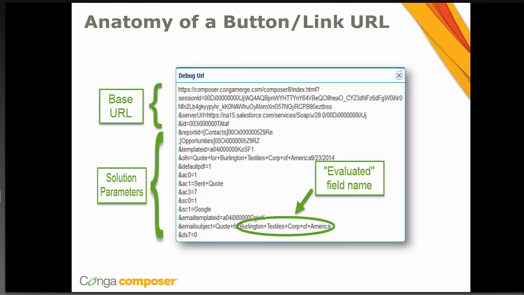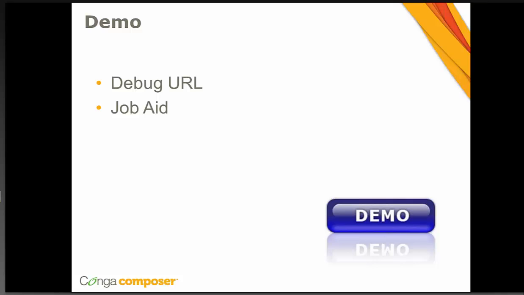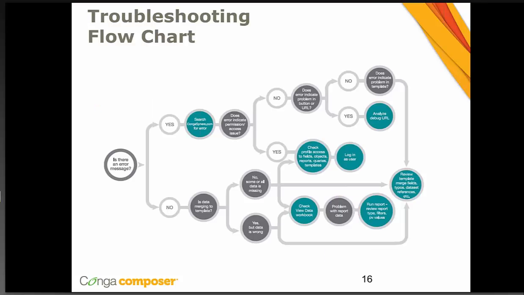And down at the bottom here, this is what we call an evaluated field name. So you may, in fact, be using merge fields within your button URL itself. And in that case, this is something to look at when you are looking at the hot or live URL. Make sure that merge fields are updating and being evaluated with the correct field name based on what merge field is being used in the parameter. So those are all the types of things that you want to investigate and look at when you're studying that debug URL. And let's jump forward to, we already showed you that, so let's show you the job aid.